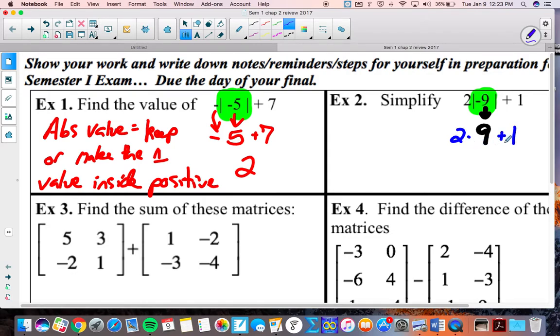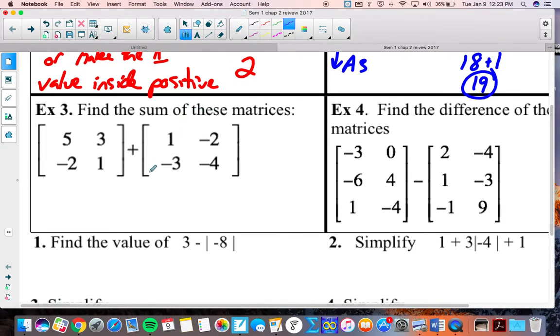Make sure we multiply before we add, because in order of operations, multiplication and division comes before addition and subtraction. So we have 18 plus 1, which is 19. Bada bing, bada boom.